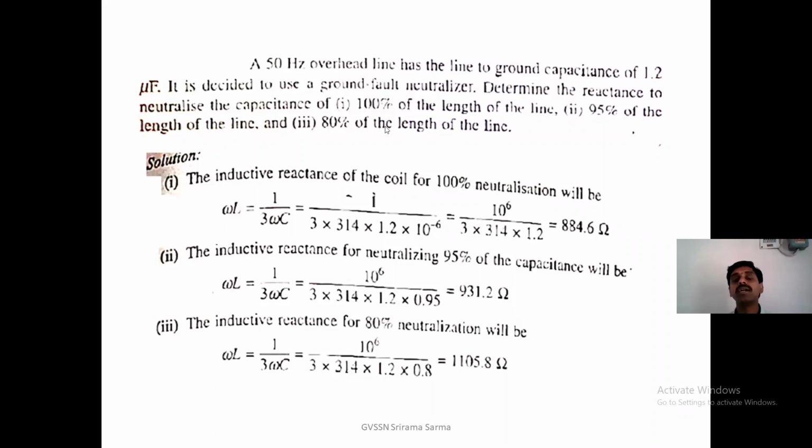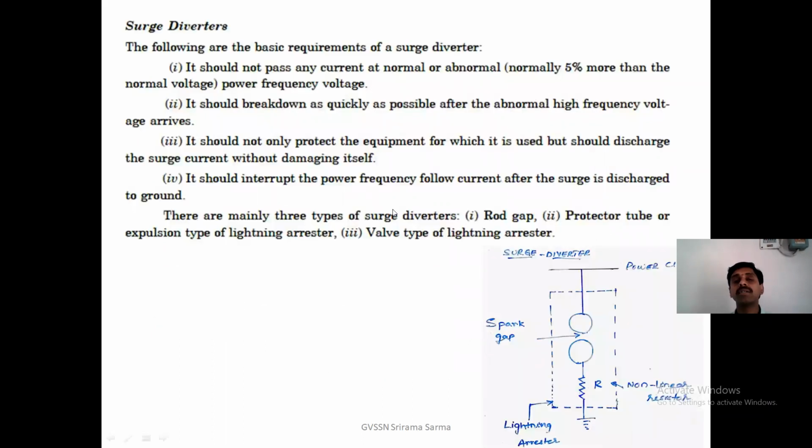So let us go to the surge diverters. Surge diverters means that which diverts the surge to the ground. It is a representation of a circuit with a spark gap and nonlinear resistors. Whenever the surge falls here, if the voltage is more than the breakdown voltage of the gap, then what happens? This gap conducts and the surge flows. This combination is called a nonlinear resistor.